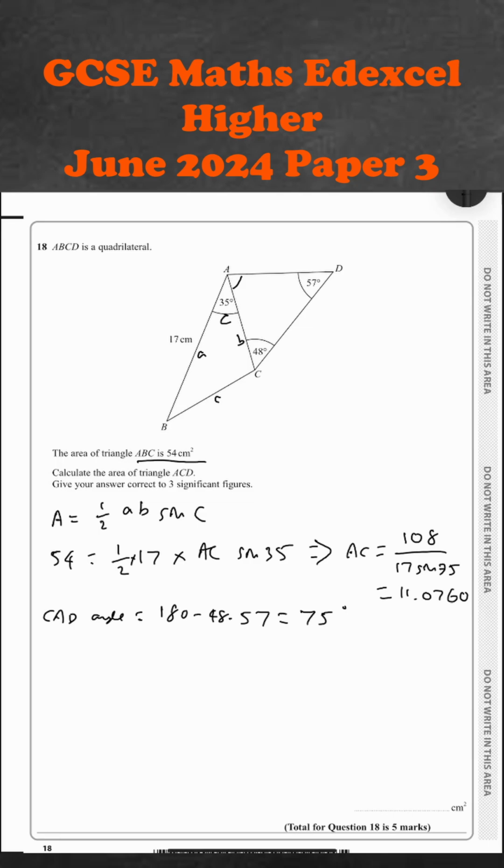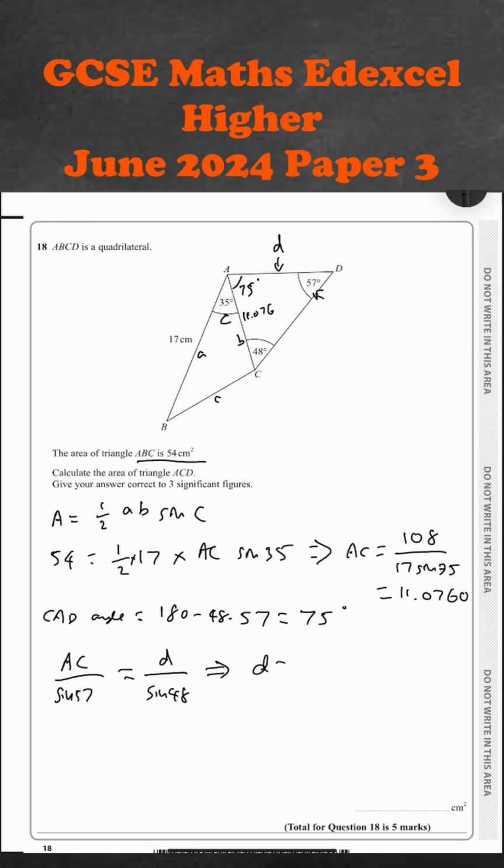And then we will use the sine rule to work out, in fact, I'm going to write this on here, 75 degrees, and we know this is 11.076. Use the sine rule to work out another side length. We'll work out this side length here. Let's call it D. Why not? So we're going to say that AC, which is our 11.076, divided by the angle opposite it, which is sine 57, equals our side D, which is AD, over sine 48.